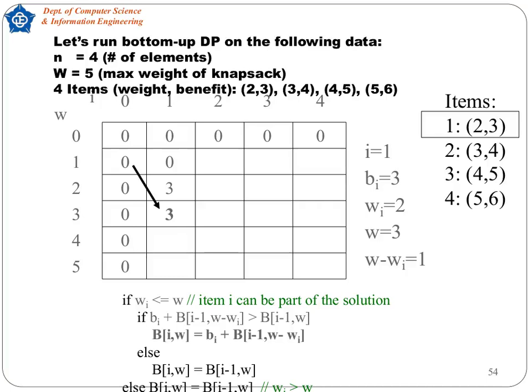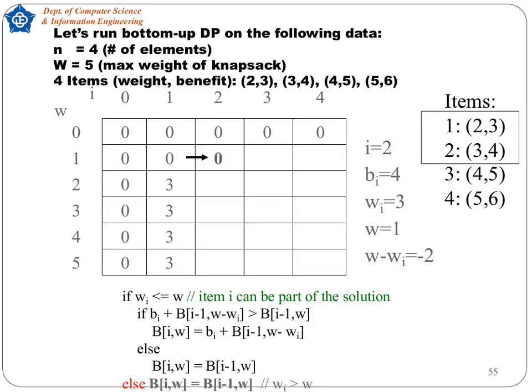Next, we'll move on to item 2 and fill row 2 in exactly the same way. Building on that, we're now solving a 0-1 knapsack with 4 items and capacity 5. Our items are: 1, weight 2, benefit 3; 2, weight 3, benefit 4; 3, weight 4, benefit 5; 4, weight 5, benefit 6. We build a table B, where i runs from 0 to 4, and w from 0 to 5. Row i equals 0 is all zeros. No items yield 0 benefit.